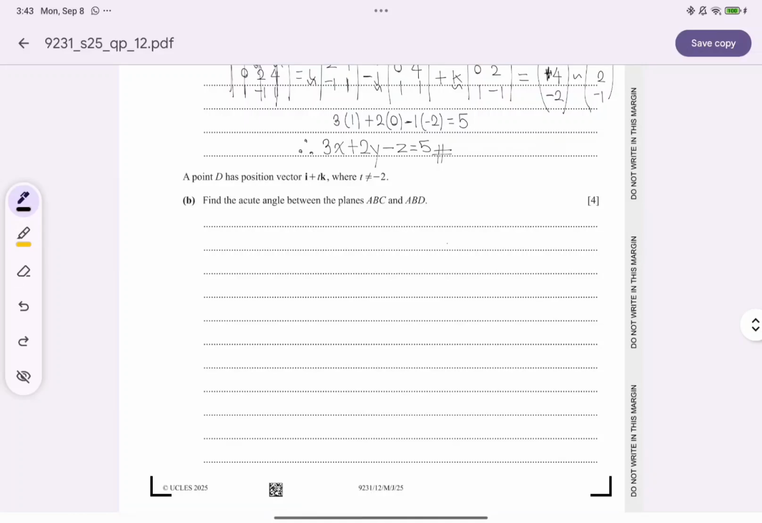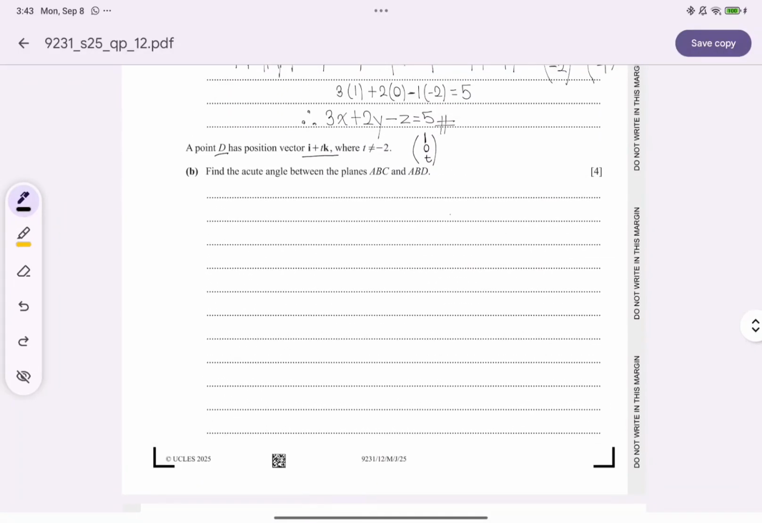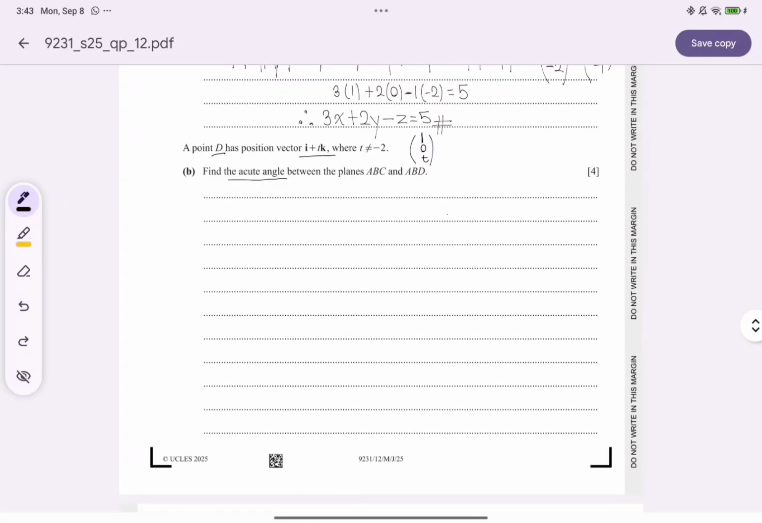So here we're told that a point D has this position vector i plus tk. So in column vector it is (1, 0, t), where t is not equal to negative 2. For this part, we have to find the acute angle between the planes ABC and ABD.